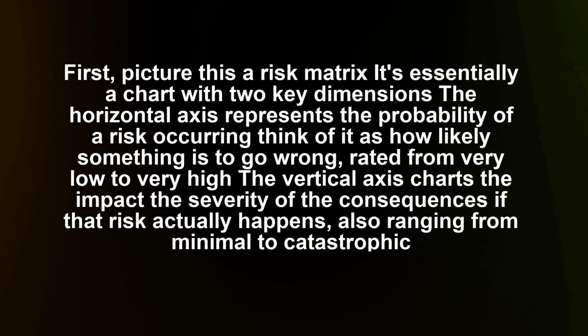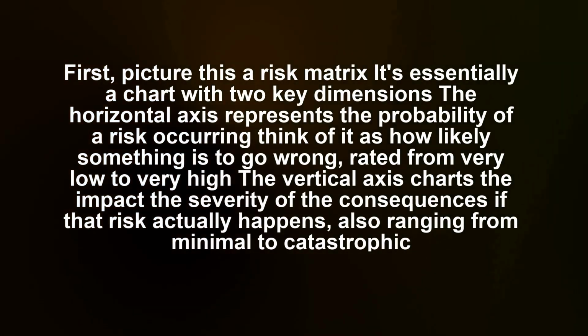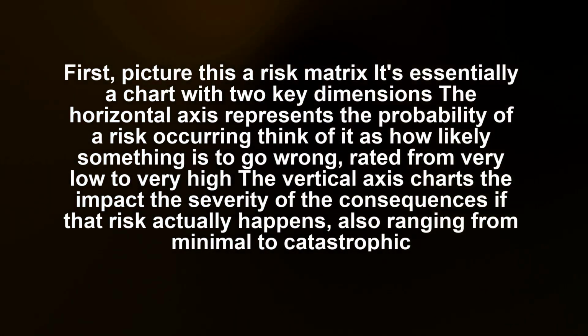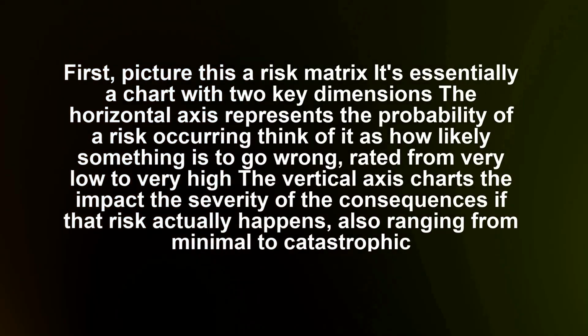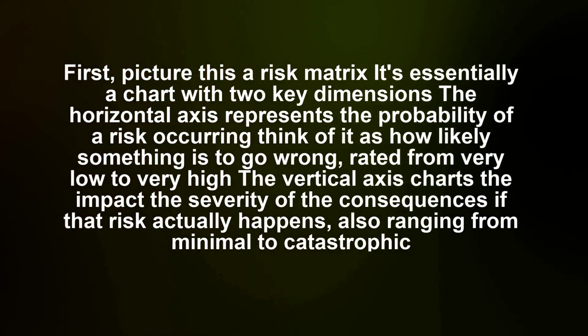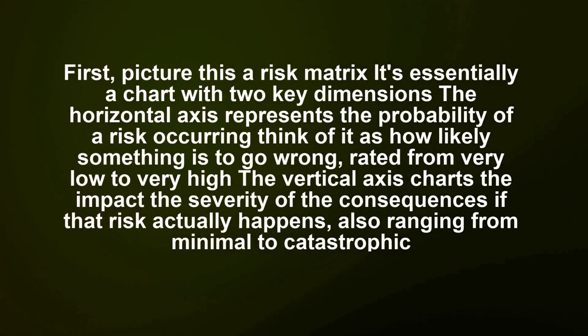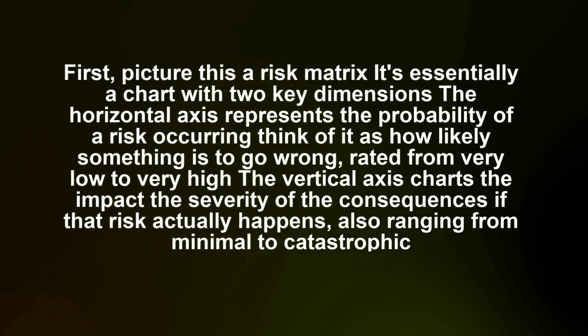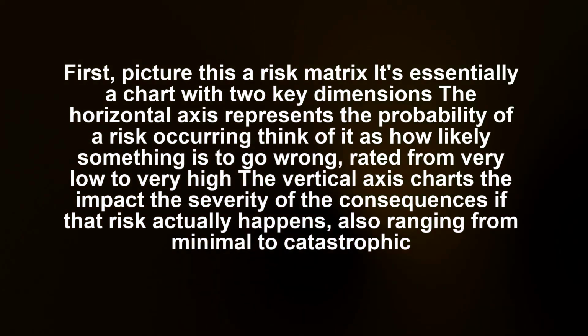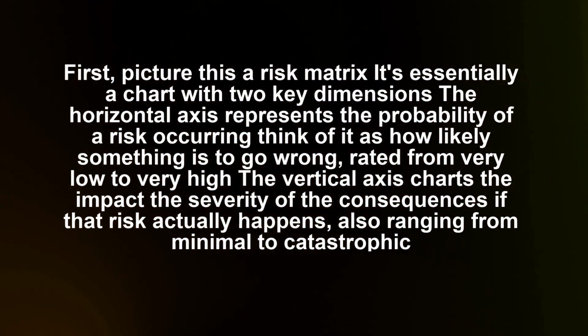It's essentially a chart with two key dimensions. The horizontal axis represents the probability of a risk occurring. Think of it as how likely something is to go wrong, rated from very low to very high. The vertical axis charts the impact, the severity of the consequences if that risk actually happens, also ranging from minimal to catastrophic.